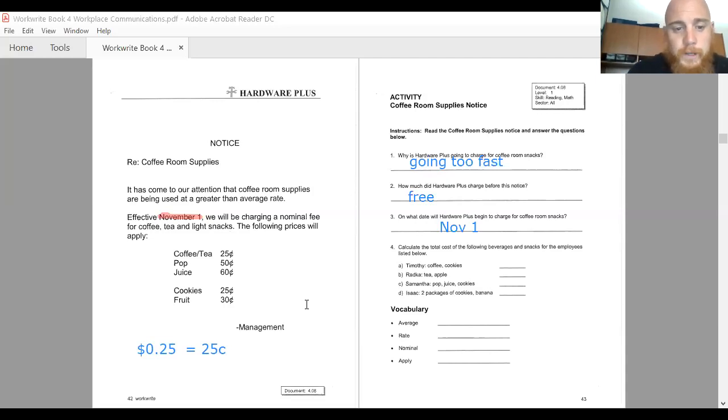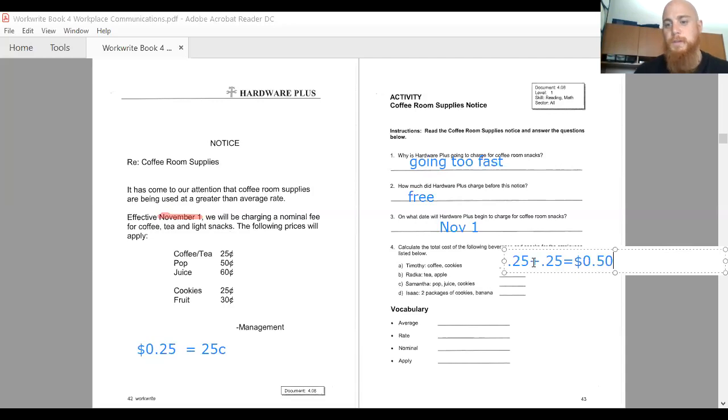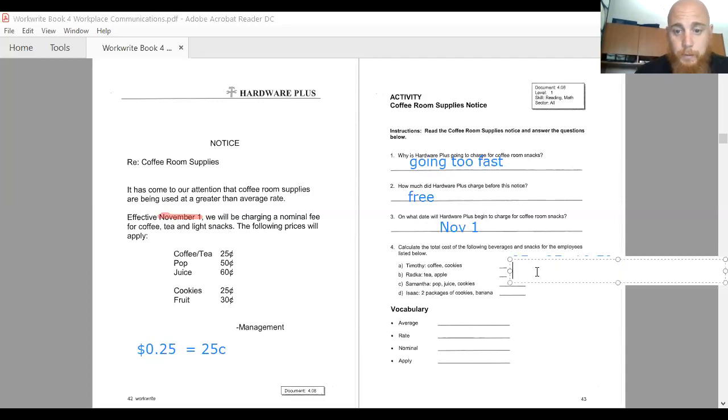So Timothy for coffee and cookies. Let's do 0.25 for coffee plus his cookies as another 0.25 equals 50 cents. And I try to get learners to remember to always put the dollar sign when we're dealing with money. Radka had a tea and apples. So a tea is 25 cents again, plus her apple. Now that's a low-level inference. Apple's not listed there, but we infer that it is a fruit. So 30 cents equals our 5.